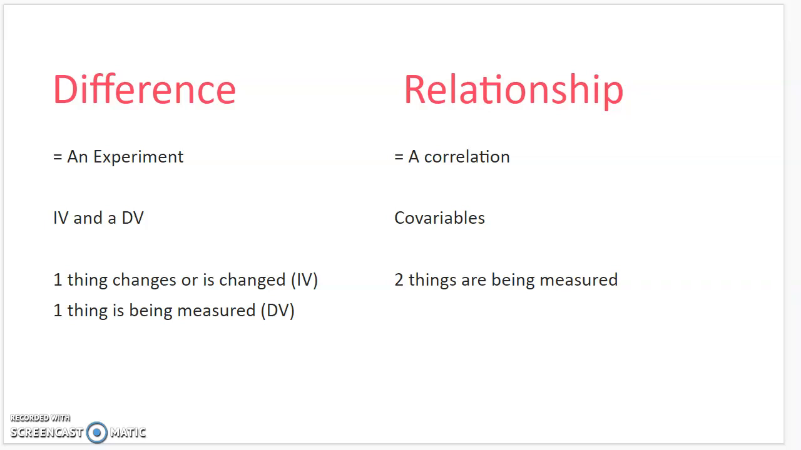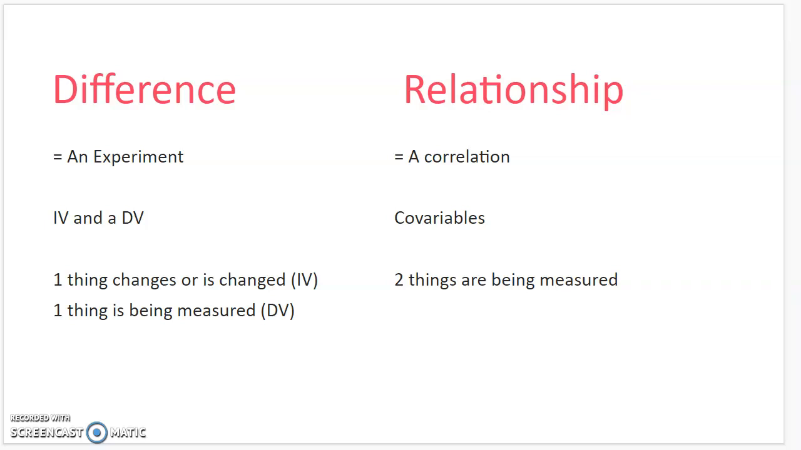a test of difference means the scenario you're looking at is an experiment. So you've got an independent variable and a dependent variable. One thing changes or is changed. One thing is being measured. So in terms of the independent variable, you might have 2 separate conditions. So this might be looking at age differences, or it might be something that the experimenter manipulates. So completing a task in silence versus a noisy room. And then one thing is obviously being measured for the dependent variable.